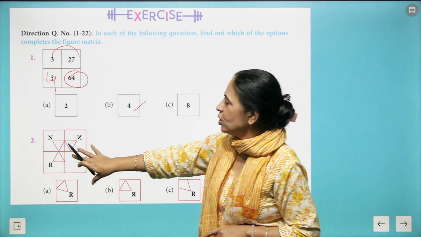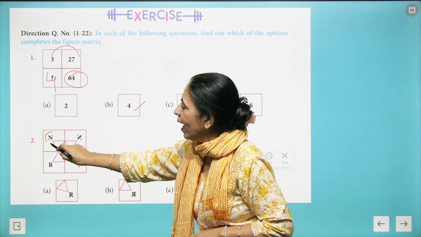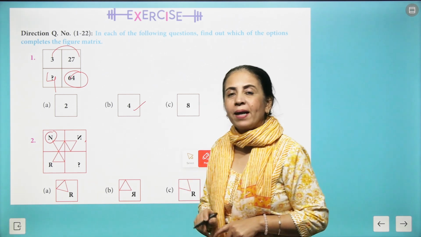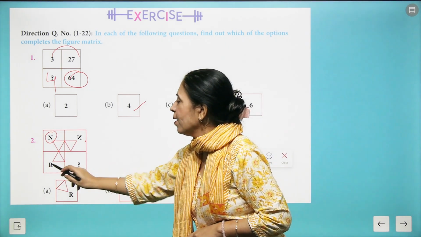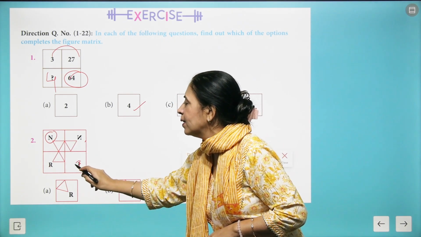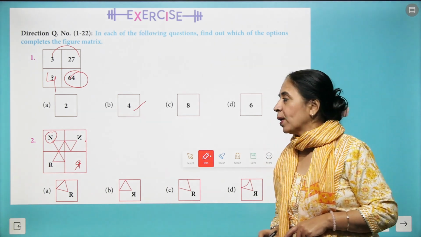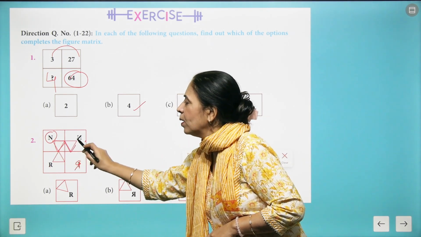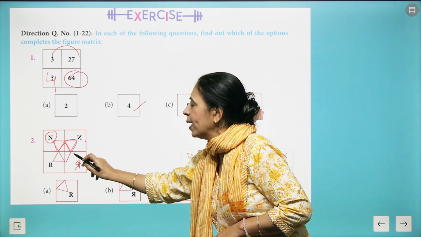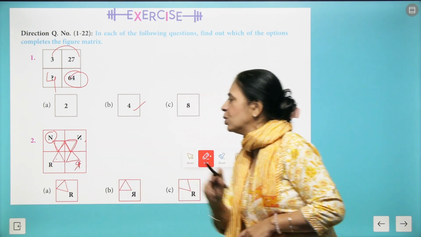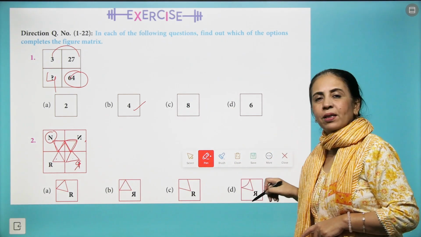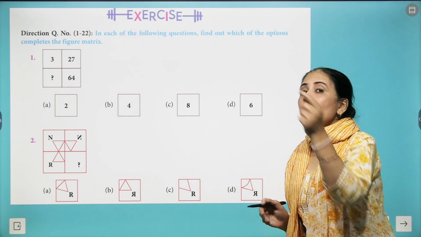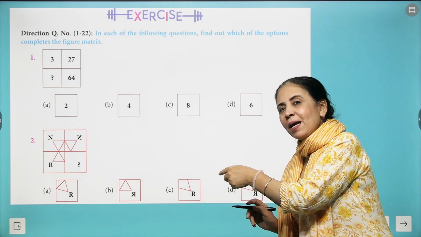Look at this question now. Here we have N in the reflected pattern, right? So let's try writing R in the reflected pattern. It will look like this. And we make some figure. This is an inverted triangle. So we get a triangle similar to this. Can you help me to get the right option? So it's your time to take your attempt.